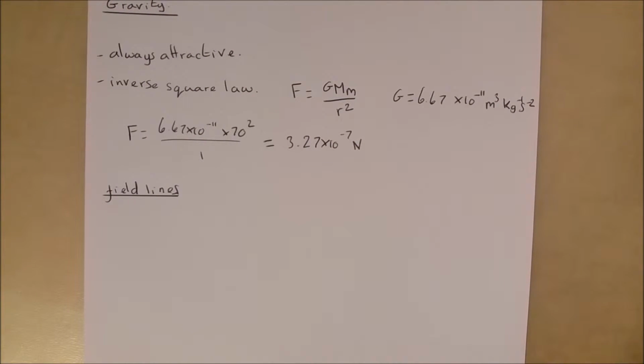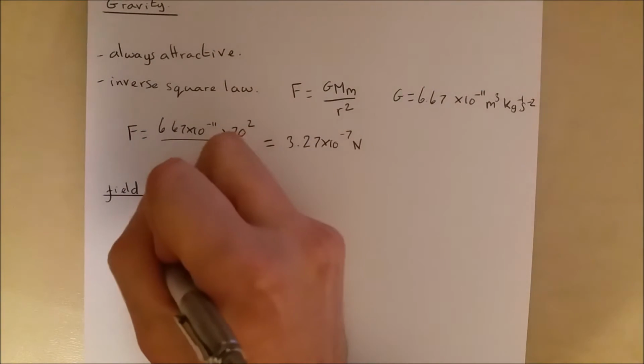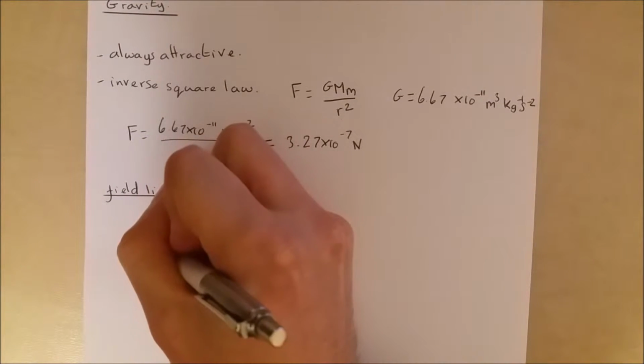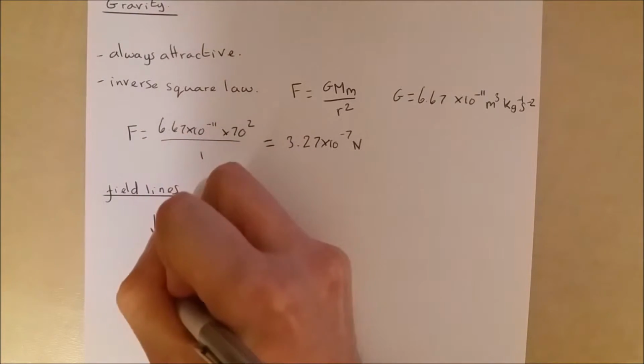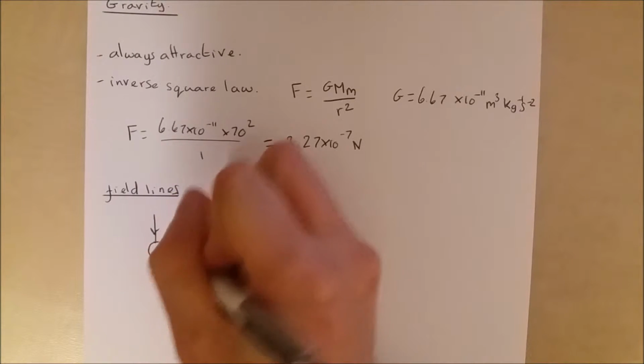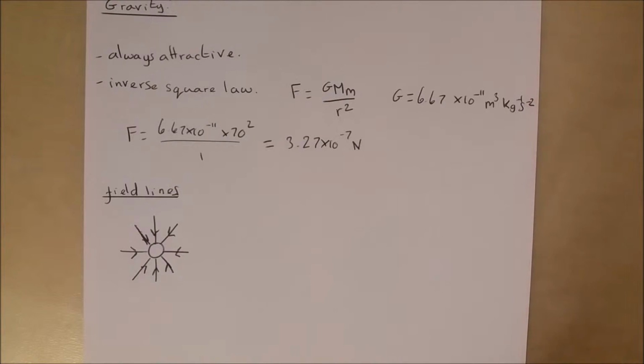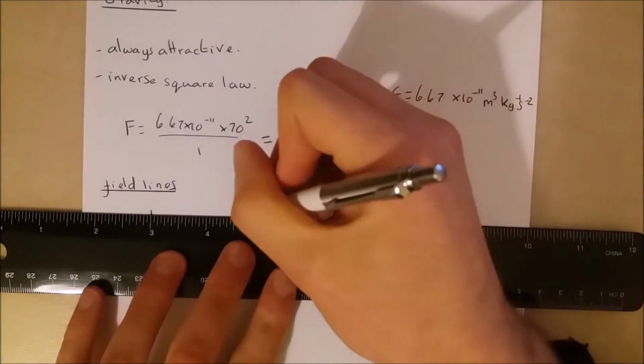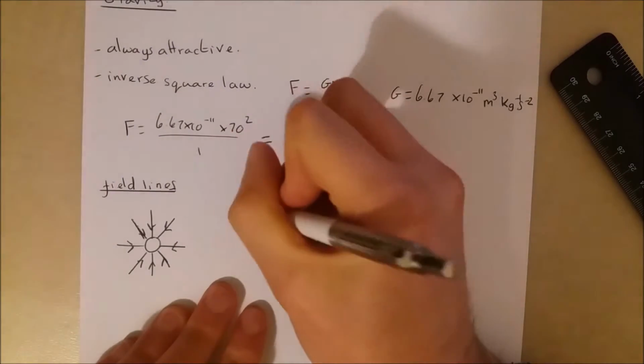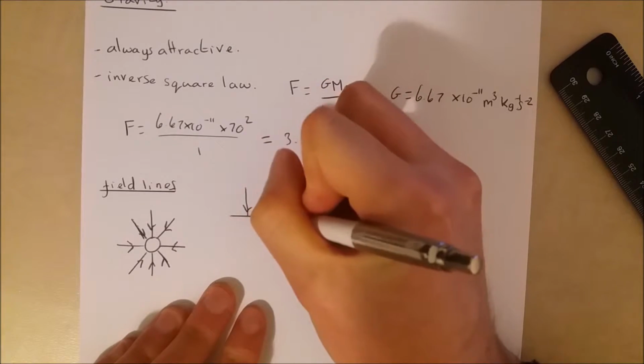Field lines show the direction that a mass would move when it's inside the field. So if you take Earth, for example, all of the field lines are going to be acting towards the centre. So if the field lines are more dense, it means it's going to be a stronger field, and close to the Earth's surface it appears flat, so the field lines are going to be acting downwards.